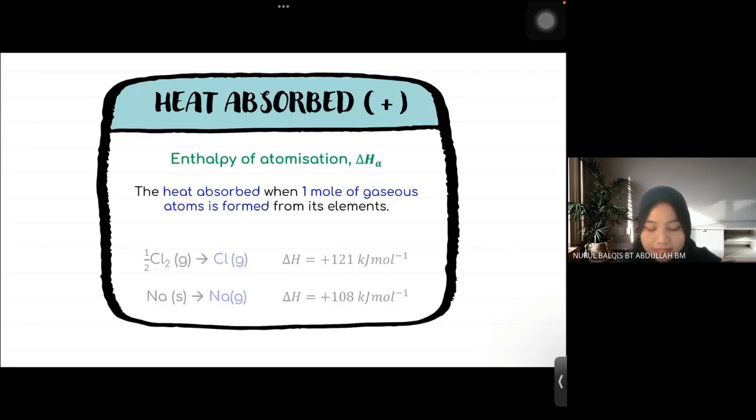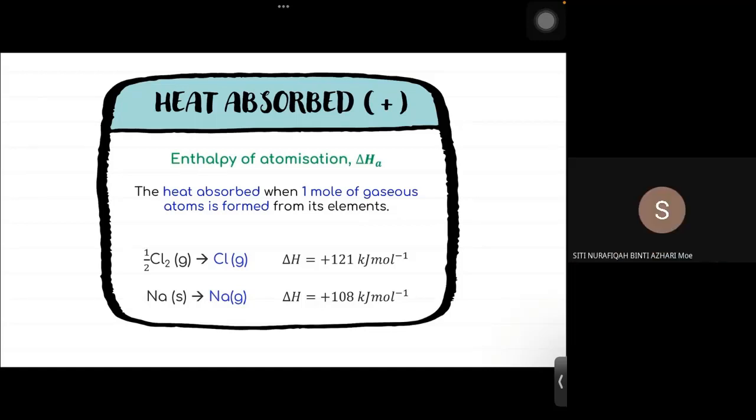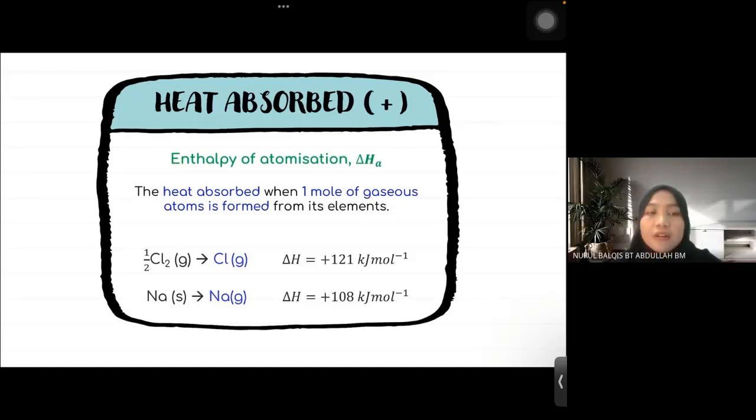So if we look at the example, half Cl2 to become Cl, both in gaseous state. Sodium solid to become sodium gas. So why can it go from gas to gas, and sodium become gas? Okay, let's look at the definition. Heat absorbed indicates a positive sign of delta H. Okay, good. When 1 mole of gaseous atoms is formed from its element.